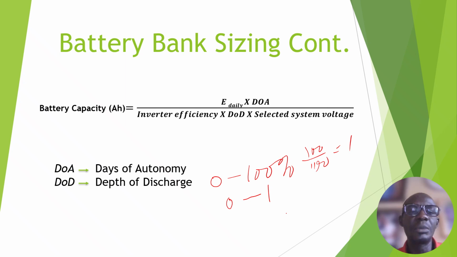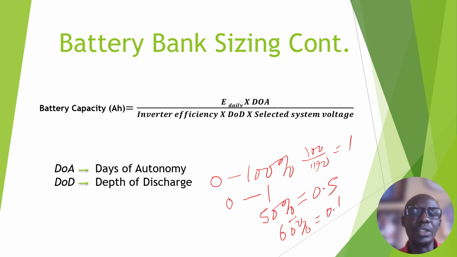Then the depth of discharge is the level at which you discharge your battery. For instance, your battery charges from 0% to 100%, and you now discharge it to 50%. Then it means your depth of discharge is 50%, which means 0.5. You understand? So it means 0.5. If it's 60%, then you are talking about 0.6. That is the level at which you discharge your battery.